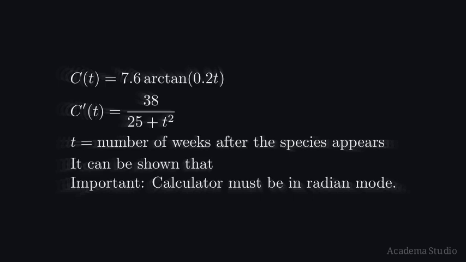An invasive species of plant appears in a fruit grove at time t equals 0 and begins to spread. The function C(t) equals 7.6 arctan of 0.2t models the number of acres in the fruit grove affected by the species, t weeks after the species appears. We are also given that the derivative is C prime of t equals 38 over 25 plus t squared. Important note, your calculator must be in radian mode because this problem uses the arctangent function. We will solve all 4 parts step by step.